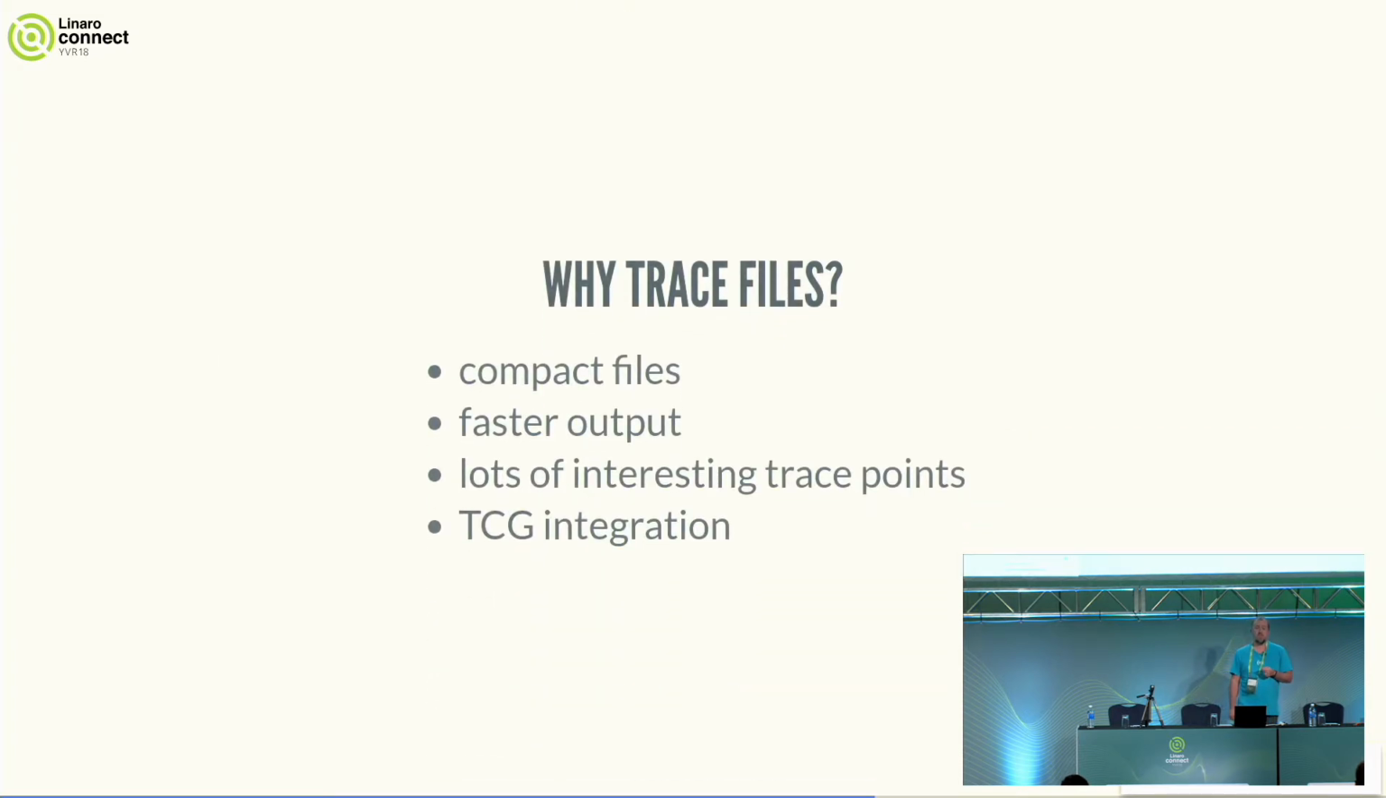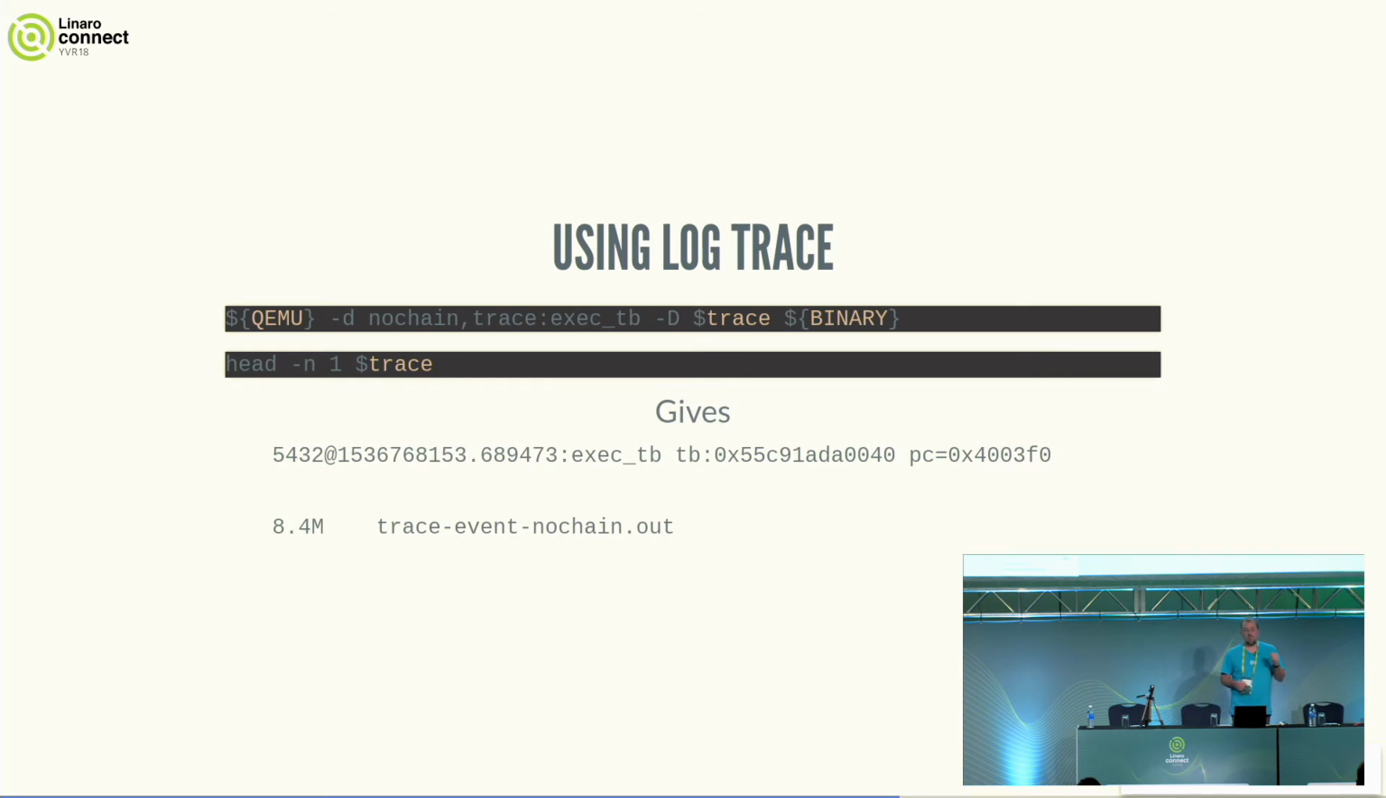So why do we want to use the trace files? Well, trace files are a lot more compact than the debug logging, so it's going to be faster at the output point. Also, you've got a lot more interesting trace points. We've got trace points in a lot of the major drivers, as well as integration into the code generator itself. So if we were going to do the previous experiment but using trace points instead, this is the example. Again, I have to enable no chain, but instead of tracing the CPU state, I'm enabling the exec_tb trace point. That is a trace point that runs before we execute every translation block. As you can see, the final file is a lot smaller.